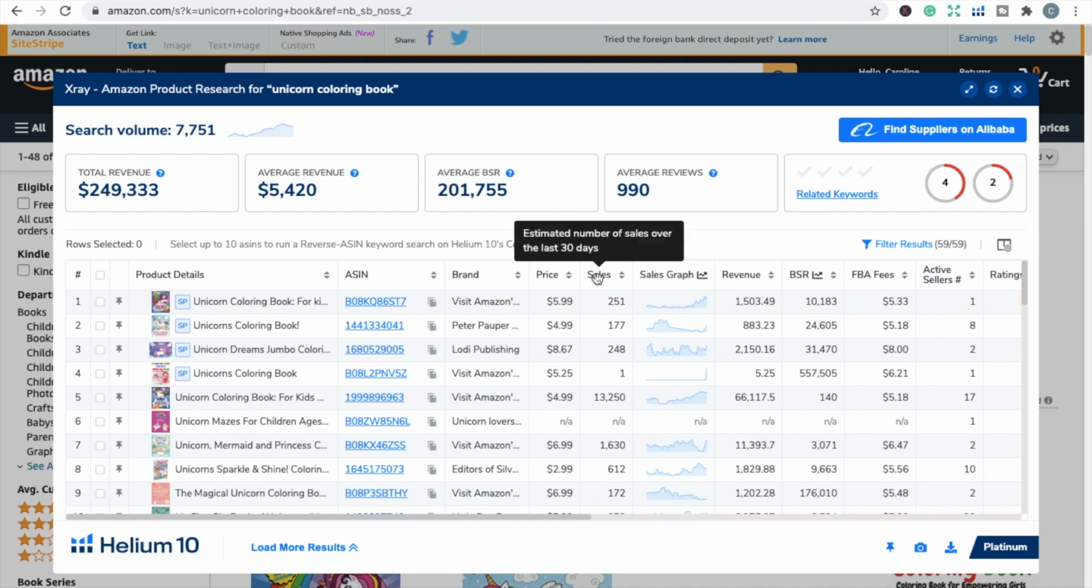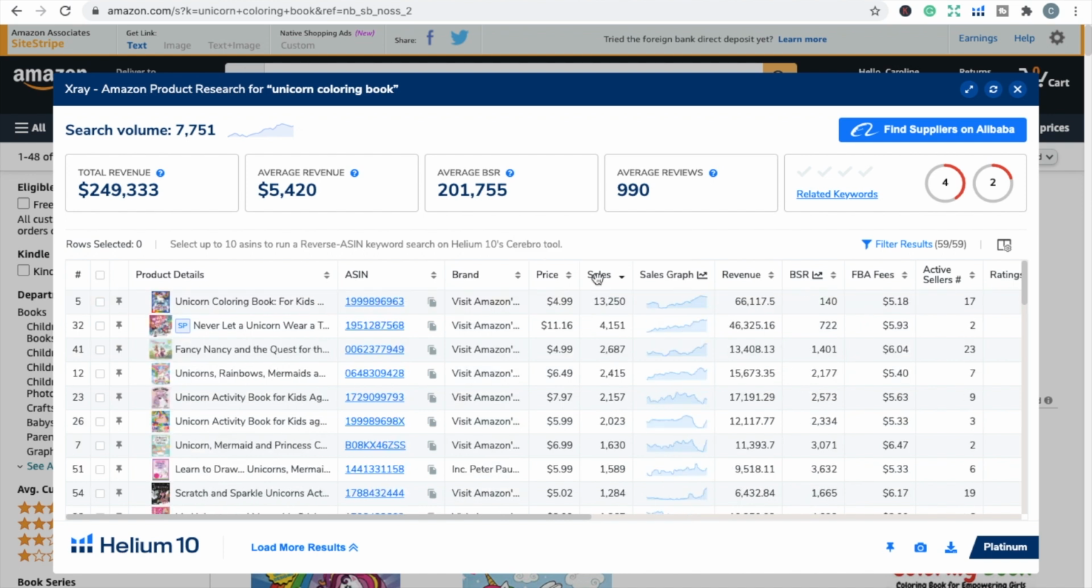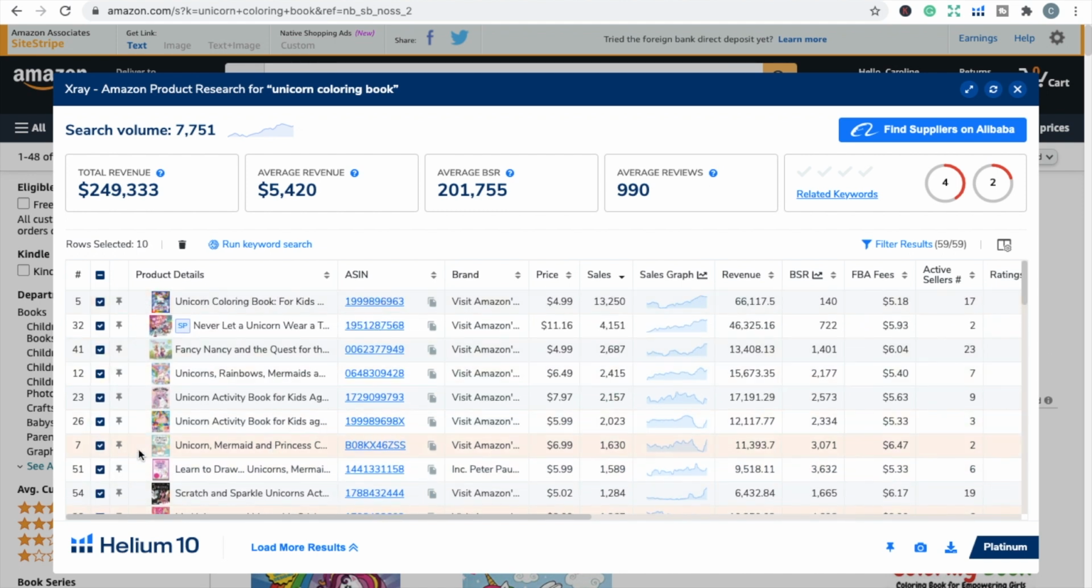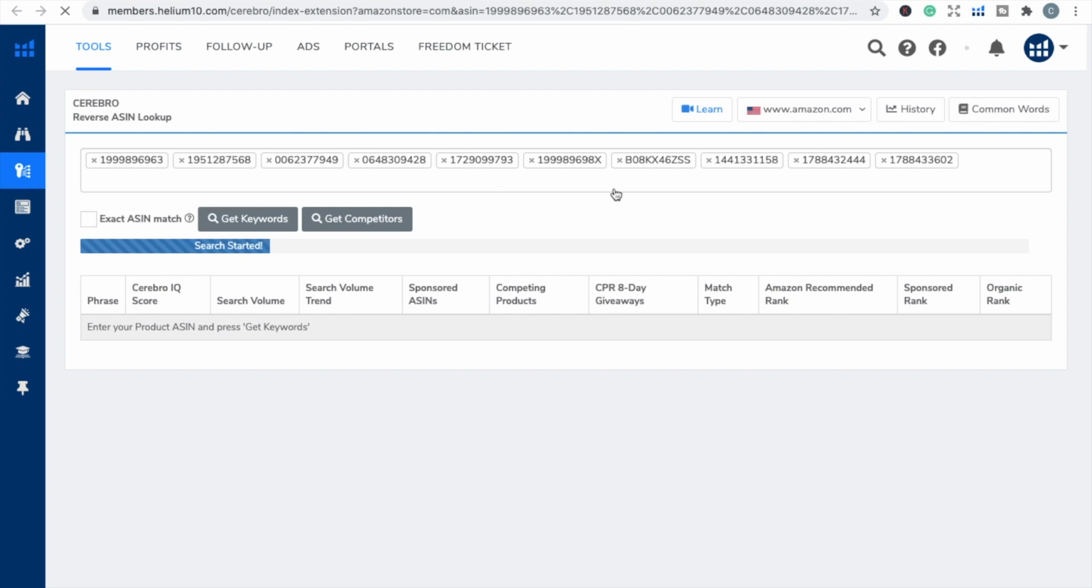So first of all, we search by sales. So now we have the top 10 books according to sales in the last 30 days. We take those 10 books and we run the keyword search. So this will automatically open your window in Cerebro and automatically pre-populate with all those ASINs, and we'll start searching for the keywords.